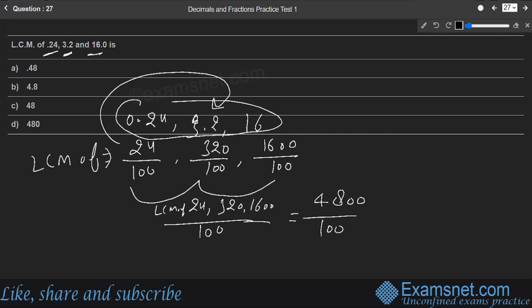So 4800 divided by 100 gives you 48. So this is how the LCM of 0.24, 3.2 and 16 can be found. The answer comes as 4800 over 100. That is simply 48, which becomes the right answer.